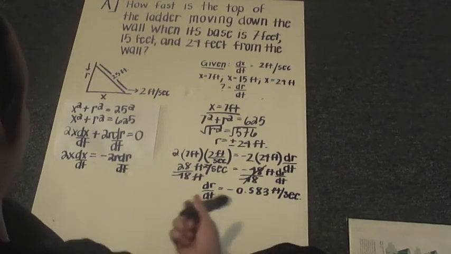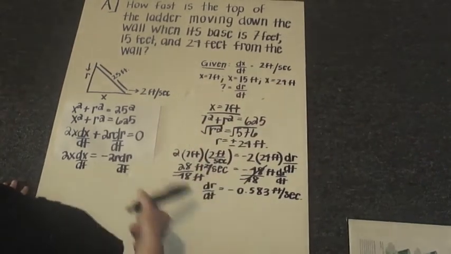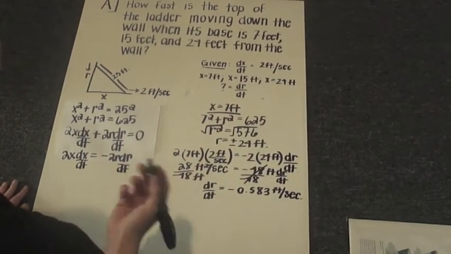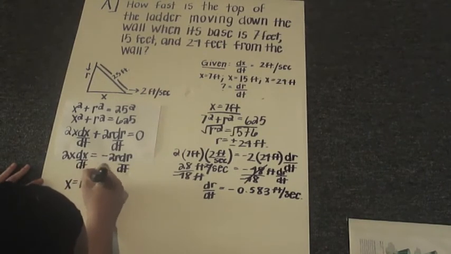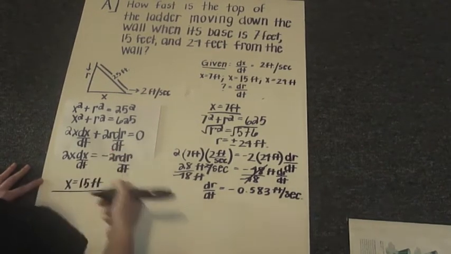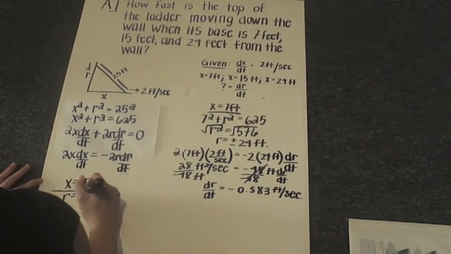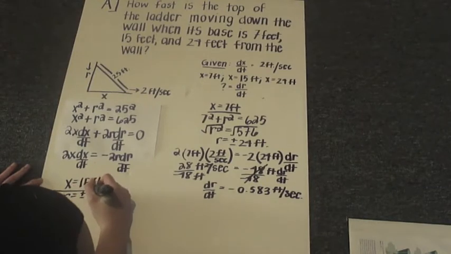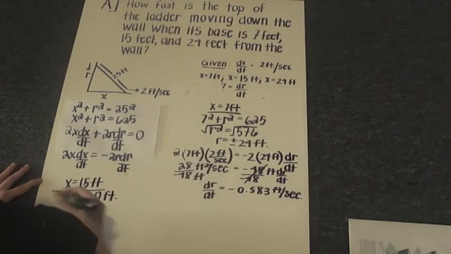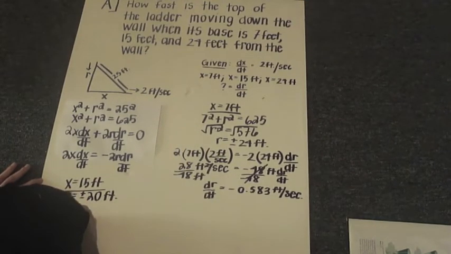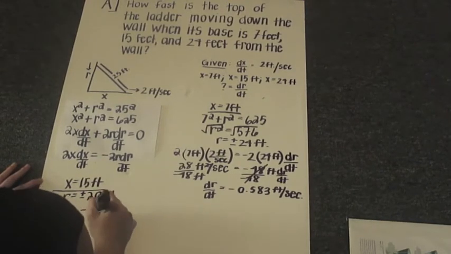And all you're going to do is do the same thing for the other two variables, x at 15 feet and x at 24 feet. So now that we know how to do it, we're just going to do this real quick, and we're just going to do x equals 15 feet. When you solve for r, you end up getting its r value being plus or minus 20 feet. And when you end up plugging and chugging, you get dr/dt being negative 1.5 feet per second.